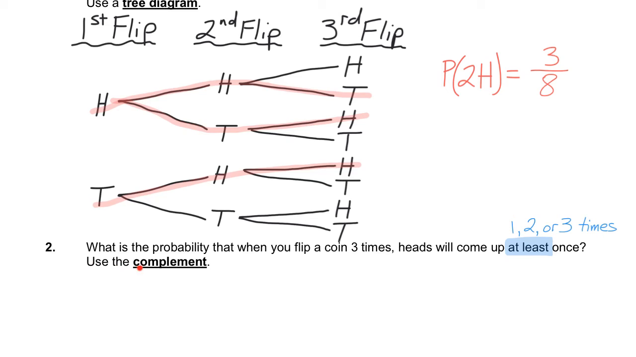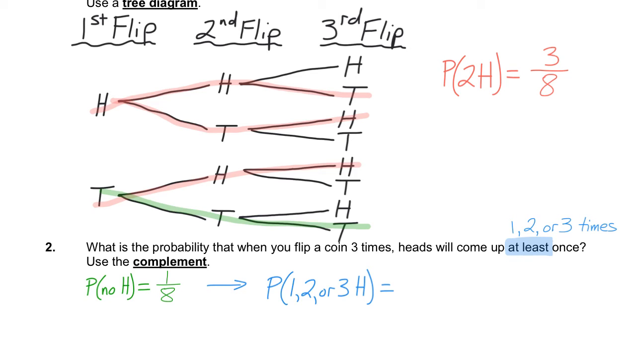Or you can use the complement. What is the complement of getting at least 1 head? Well, the complement would be everything that's not that, which would be no heads at all. So we can find out the probability of no heads. That only happens once, tails, tails, tails. So there's a 1 out of 8 probability of no heads, which means the probability of at least 1 head would be 7 out of 8. Everything else that's not the complement.